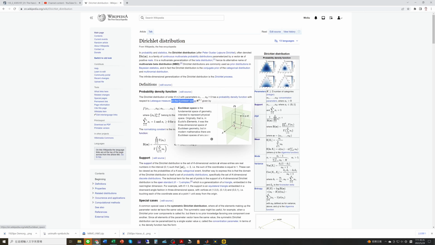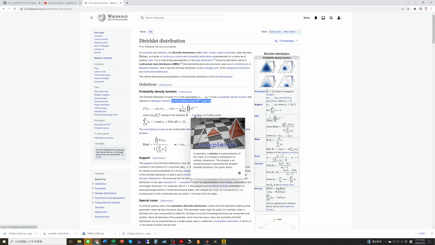On the Euclidean space R to the power of k minus 1, it is given by f of x1 to xk, alpha 1 to alpha k, equal to 1 over B of alpha times the product from i equals 1 to k of xi to the power of alpha i minus 1, where xk, k equals 1 to capital K, belongs to the standard capital K minus 1 simplex. What is a simplex?